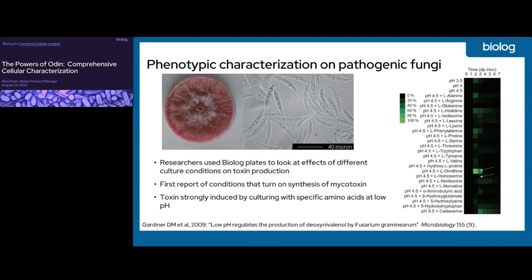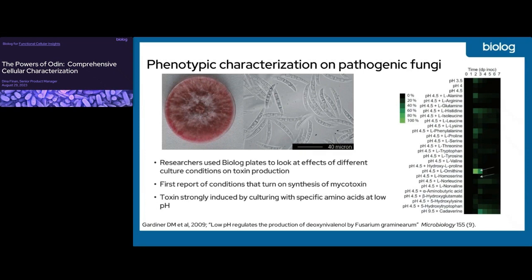And so I told you that Biolog has been around for a while, and indeed, here's a publication from quite a few years ago that was one of the first reports of specific conditions that turn on the synthesis of this mycotoxin in this exact Fusarium fungus. And I included a picture of the fungus here because even though they do a lot of harm, they're also really amazing organisms, and sometimes they're kind of beautiful to look at. So in this paper, the researchers used some Biolog plates and a GFP reporter strain to look at the effects of different culture conditions on toxin production.